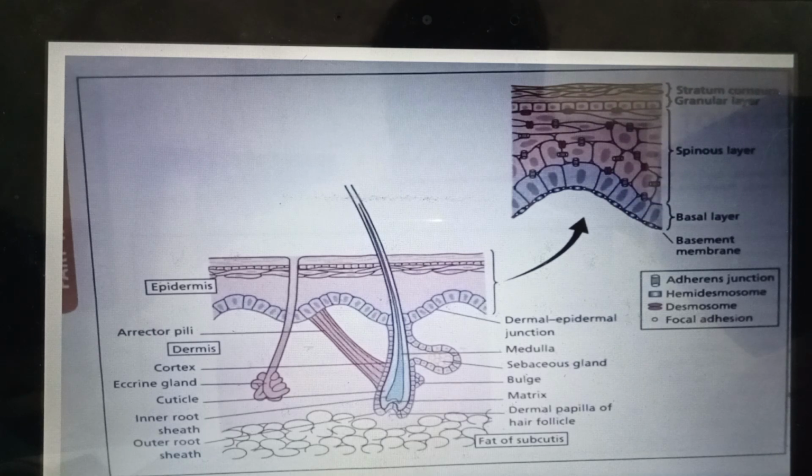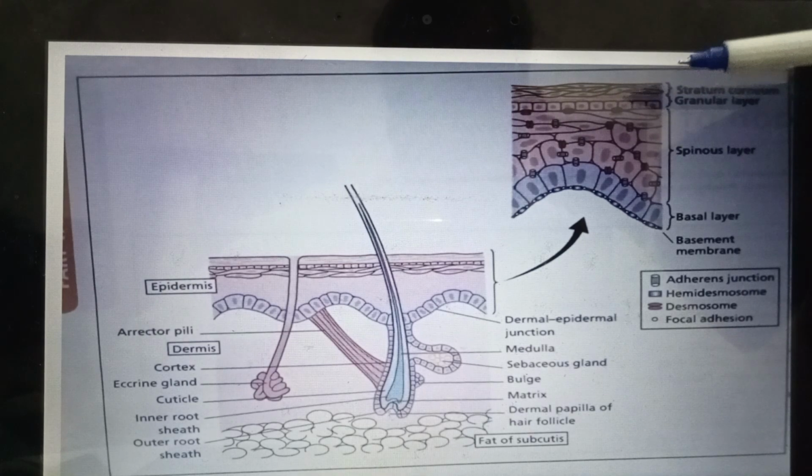The third junction is the desmosome. These junctions provide strong adhesion between the cells, especially those cells which usually remain in stressful conditions, for example, cells of the heart and skin. The final junction is the focal adhesion. These junctions provide attachment between the cells and the extracellular matrix and transmit mechanical and biochemical signals among the cells. Now this is all about the epidermis, its layers and its junctions.